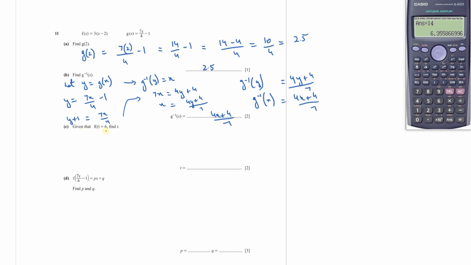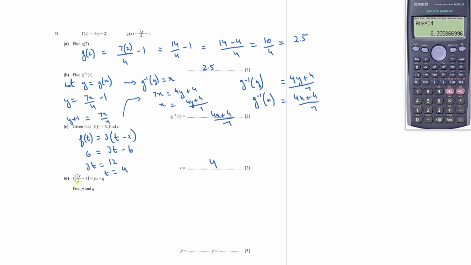Given that f of t is 6, find t. So f of t will be 3 into, I'll replace x with t minus 2. And this is given as 6. So this is 6 equals 3t minus 6. And then if I bring this 6 to the other side, I get 3t equals 12 and then t equals 4.